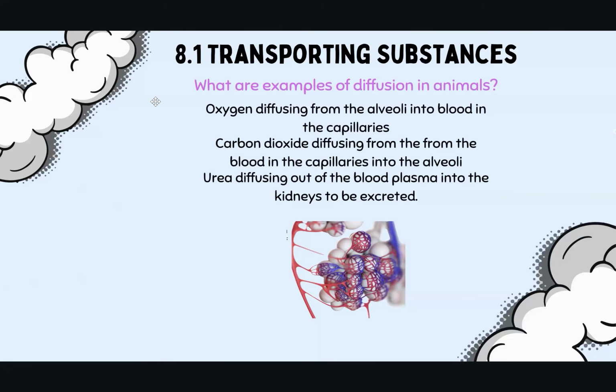So, topic 8 is animal coordination and control and homeostasis. So what are the examples of diffusion in animals? Oxygen diffusing from the alveoli into the blood in the capillaries, that's one example. Carbon dioxide diffusing from the blood in the capillaries into the alveoli is another example. Urea diffusing out of the blood plasma into the kidneys to be excreted is another example. So they're all examples of diffusion within the body.